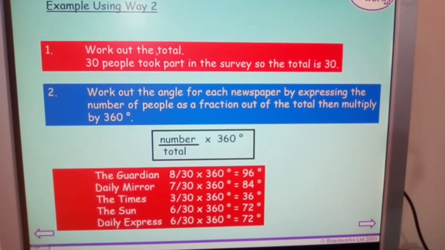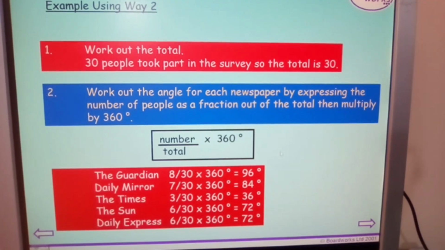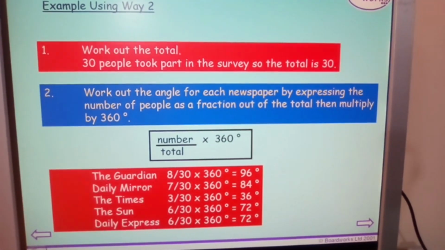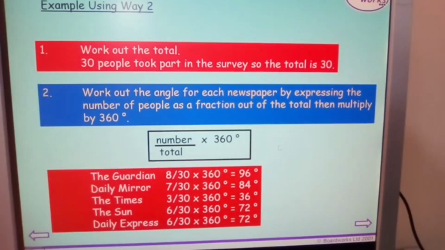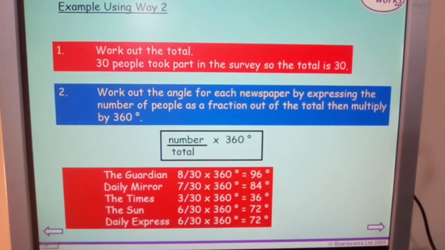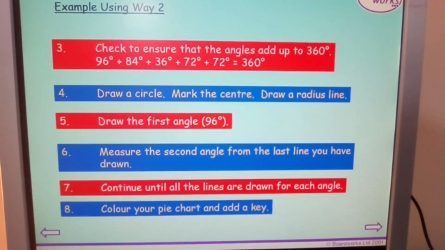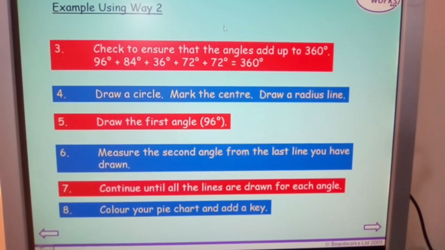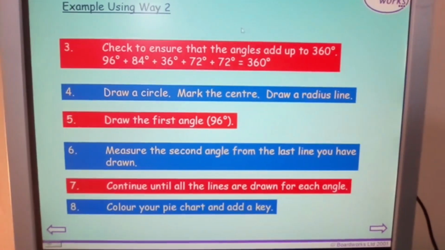The Guardian: 8 over 30 times 360 equals 96 degrees. So you can see that we're getting the same value here as we did before. Nothing more for me to do there. And this is just showing you again the example using way 2.